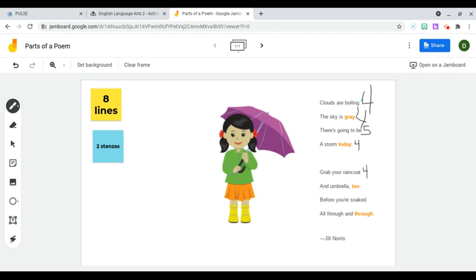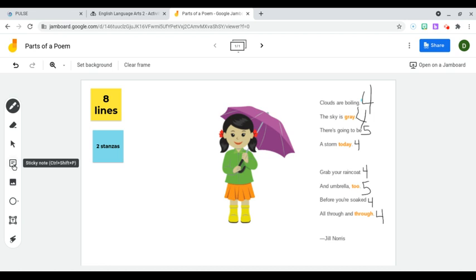And umbrella too, that one has 5. Before you're soaked, all through and through. Okay, so it didn't follow the exact pattern as the first stanza. However, both stanzas have 3 lines with 4 syllables and 1 line with 5 syllables. So there is a bit of a pattern there. I'm not going to make a sticky note for syllables because each line has their own amount of syllables.